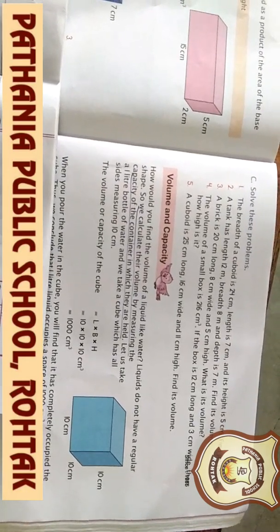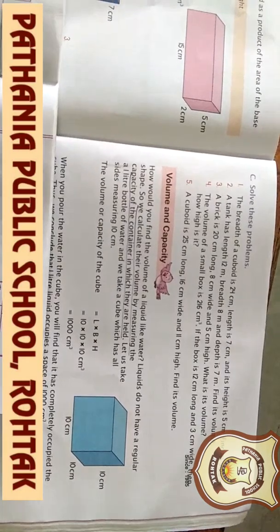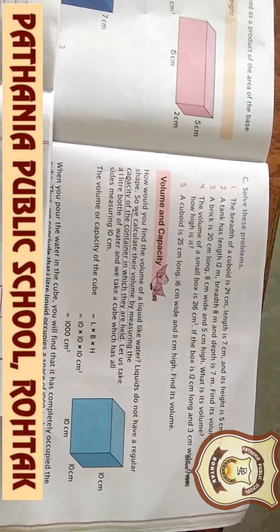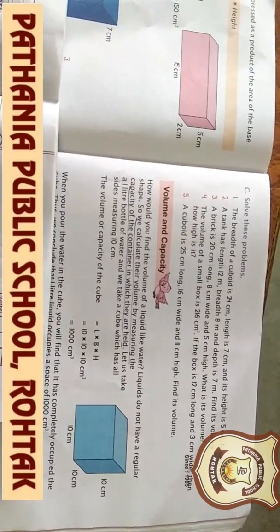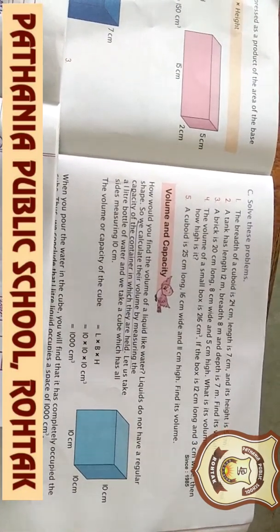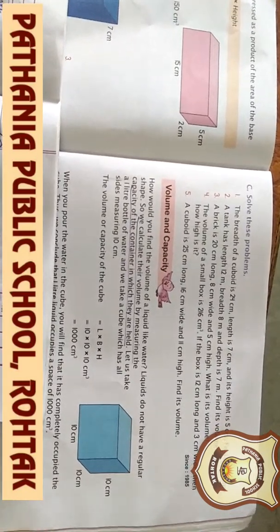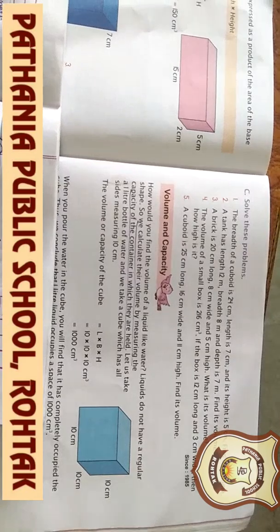Okay. Now second one is a tank has length 12 meters, breadth 8 meters and depth. Depth means height. Again, all the three things are given to you. You just need to multiply. In the same way, third also you will do like this.